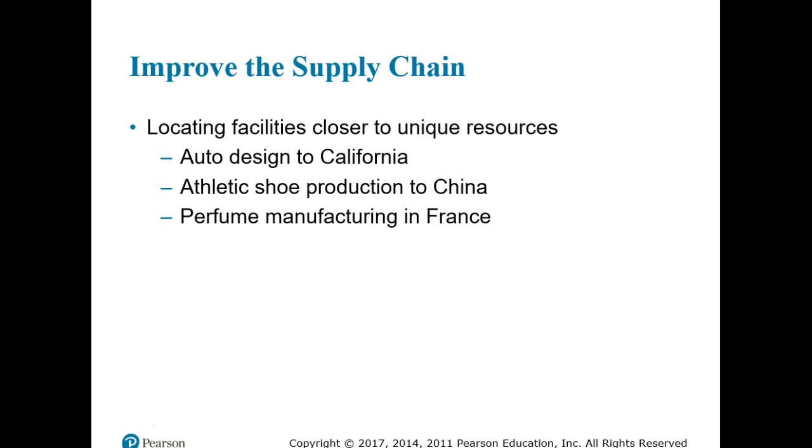So the supply chain can often be improved by locating facilities in countries where unique resources are available. These resources may be human resource expertise, low-cost labor, or raw material. For example, auto styling studios throughout the world have migrated to the auto mecca of Southern California to ensure the necessary expertise in contemporary auto design. Similarly, world athletic shoe production has migrated from South Korea to China. This location takes advantage of the low-cost labor and production competence in a city where 40,000 people work making athletic shoes for the world.